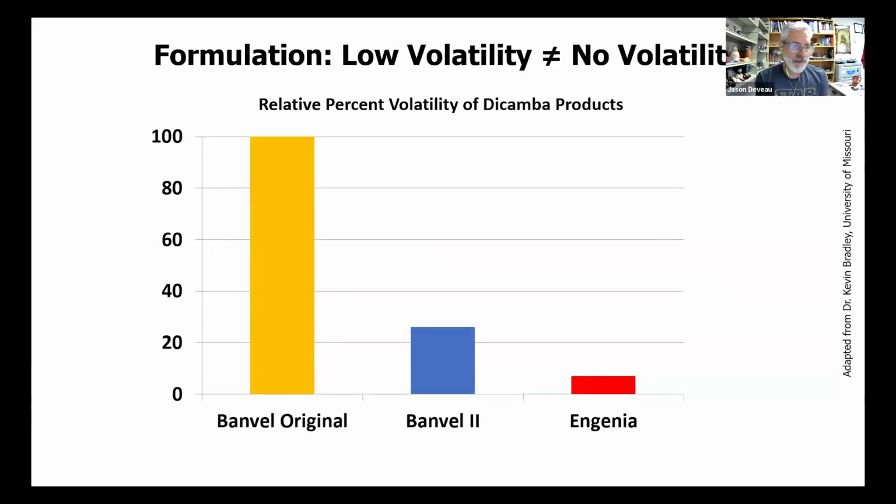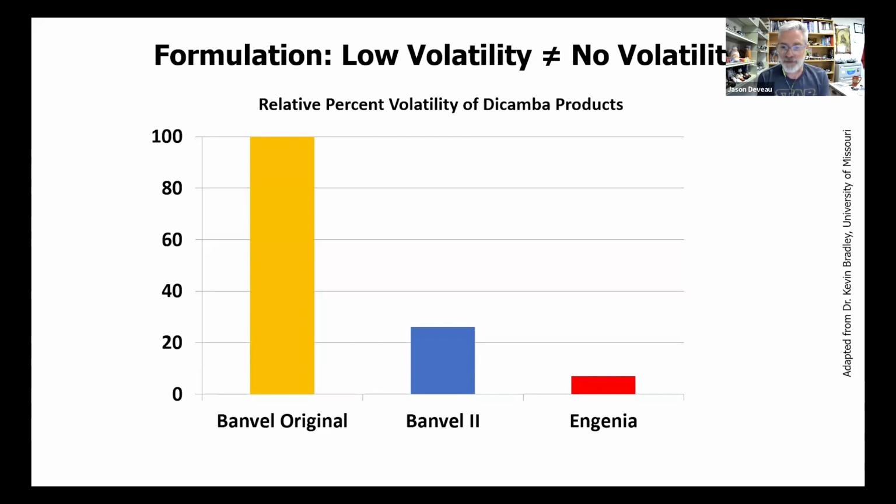And admittedly, these products are a lot less volatile than they used to be. They're not no volatility. Don't believe that for a second. But Banville Original, if we call that 100% volatility, whatever it was, that's the worst case scenario. Banville 2 tipped in at about 25% as volatile.